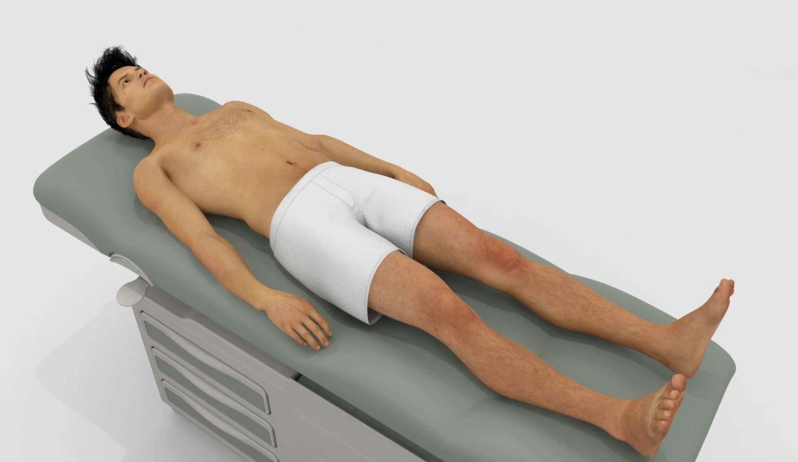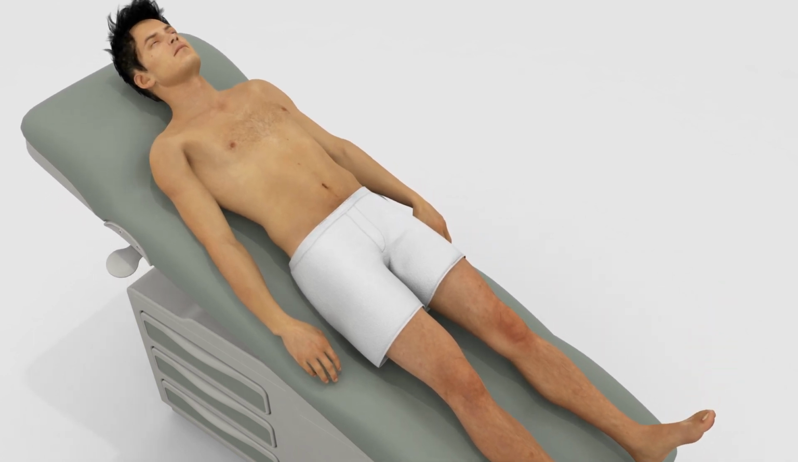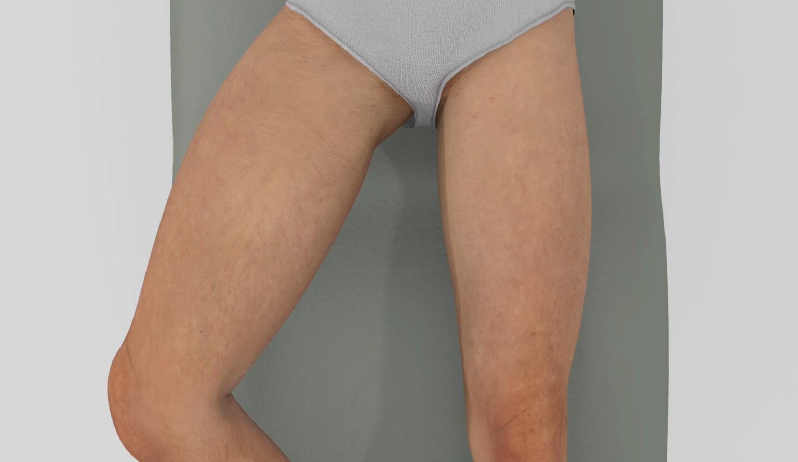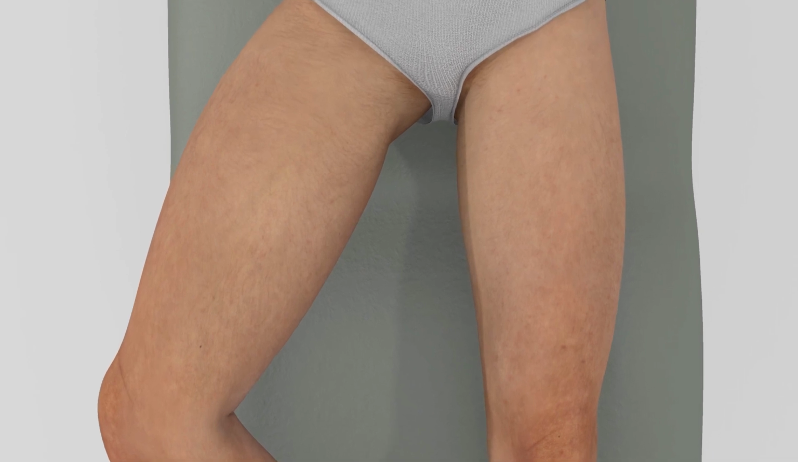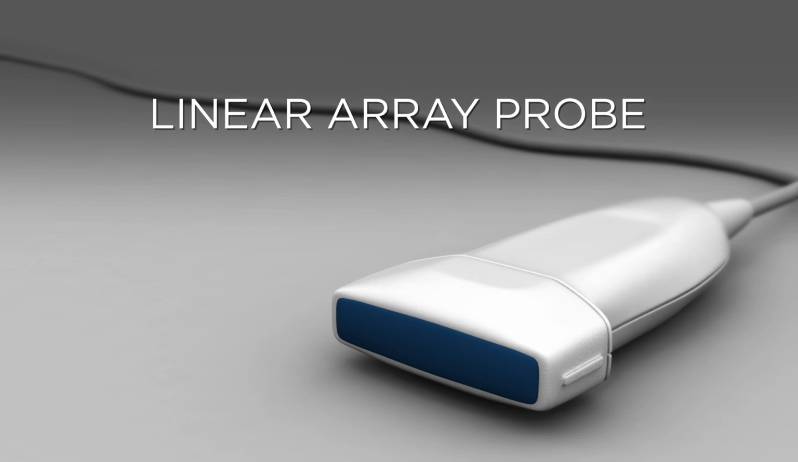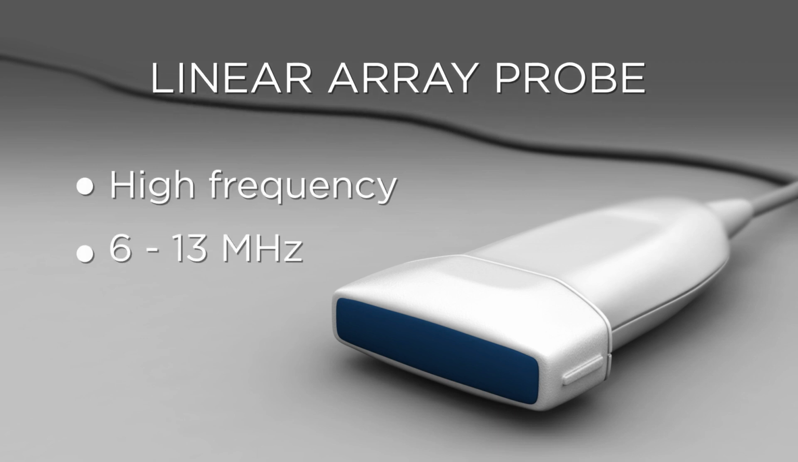Views should be obtained with the patient in the supine position. When possible, the patient should be in the reverse Trendelenburg position with the table tilted at approximately 15 to 30 degrees. Have the patient bend his or her leg outwardly as shown. The leg can be supported by a rolled-up towel or pillow if necessary. A high-frequency linear array probe with a range of 6 to 13 MHz is suitable for this exam.